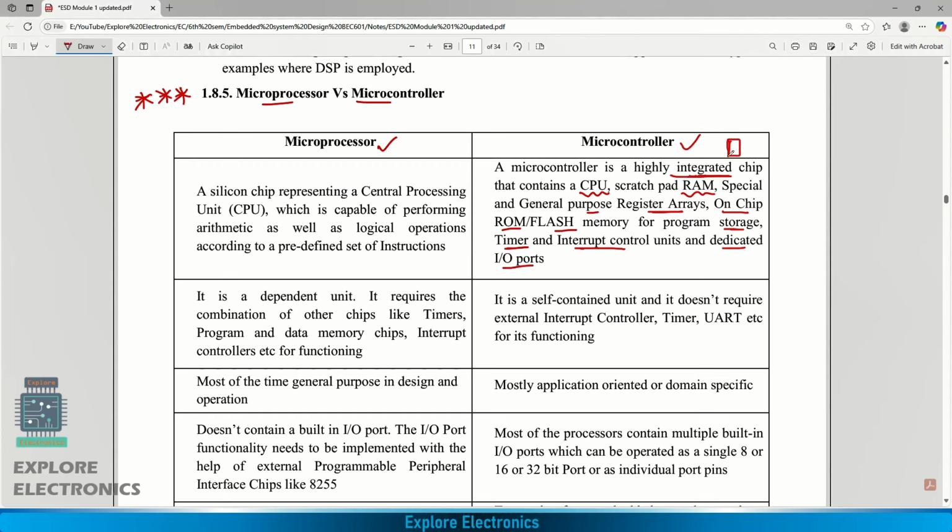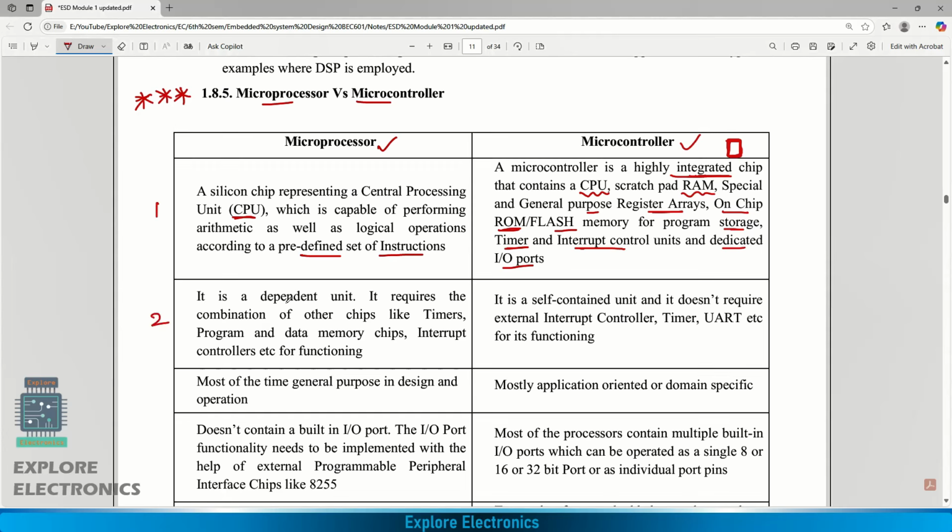This will come in a package of single device, single IC. That is a microcontroller. A microprocessor will have a CPU, which will be capable of performing different operations, and we are going to program them. But it will not have internal ROM or internal RAM as well. So timers and controls we can connect externally. You can see here, this is the first difference.